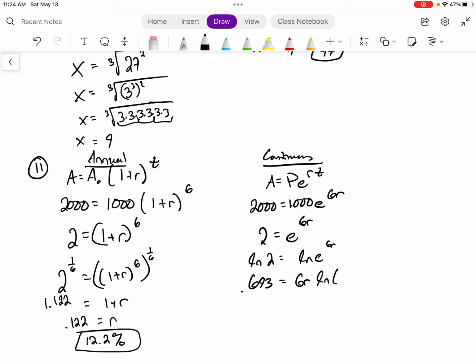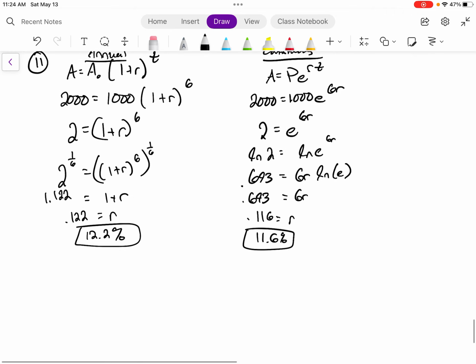And then on the right side, right, we're going to move my exponent down to the left. I'll be left with natural log of e, which we already said, that's just 1. So we'll get 6r equals 0.693, right? And if we take 0.693 and divide by 6, right, then we get 0.1155, 116 we'll say. Okay, so 11.6% if we're compounding continuously. So that's a little bit different, and we need the continuous one to be a smaller rate than the annual one, which should make sense to us.